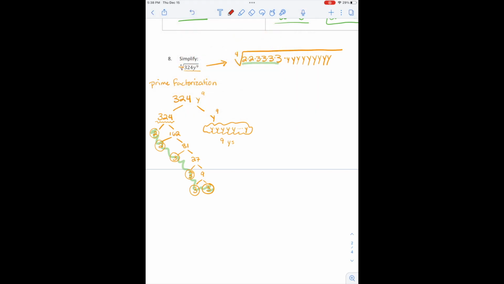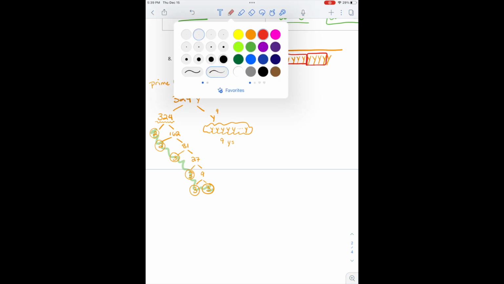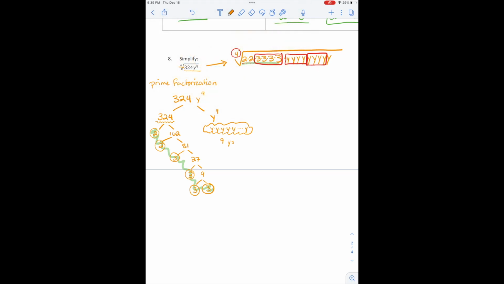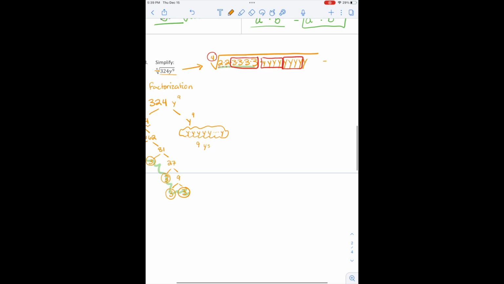Now because I have an exponent of 4, I'm looking for 4 of the same number at a time. I only have 2 here, so I can't circle 2's, but I do have 4 3's. So I'm going to box those. And I have 4 y's. And I have 4 more y's. And it looks like I have 1 y left over. So let's rewrite again.